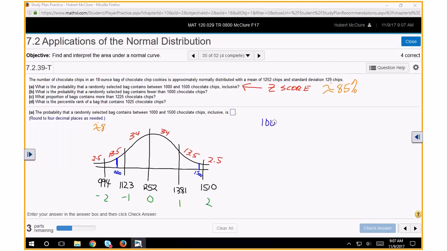1,000 minus 1252 over 129. Somebody give me two digits. It's going to be negative 1 point something. 1.3. What is it? Negative 1.95. That was way off. And this may be way off too, but we'll see.